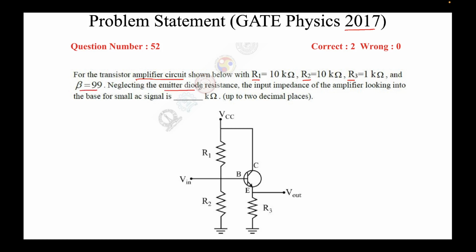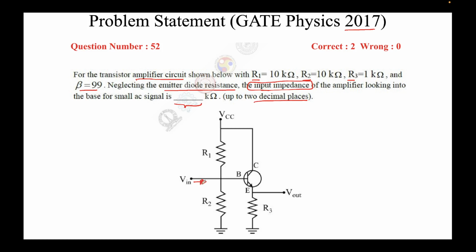Neglecting the emitter diode resistance, the input impedance of the amplifier looking into the base for the AC small signal is dash kilo ohms. This is a numerical answer type question and we need to find our answer and then round it off to 2 decimal places and fill in the blank here. So just getting right to the problem.